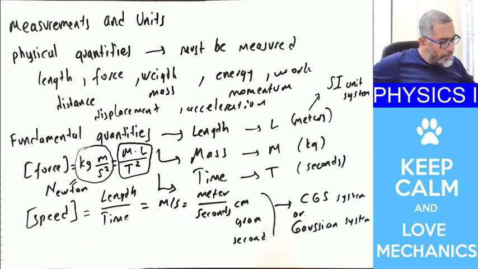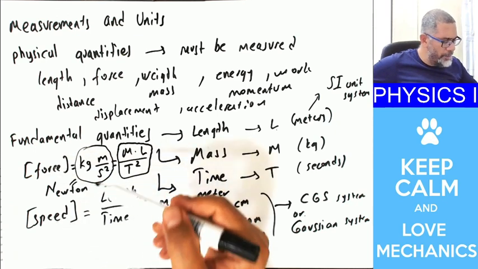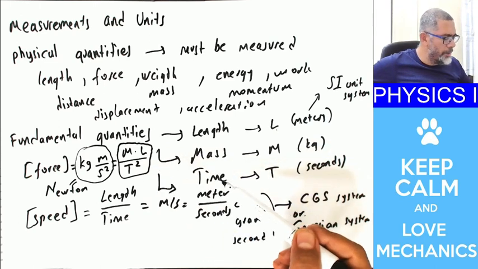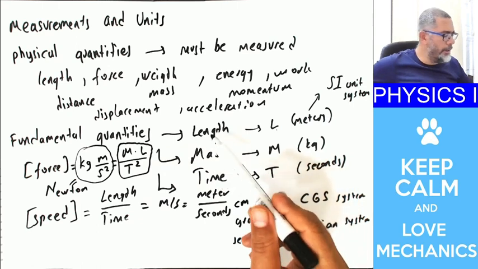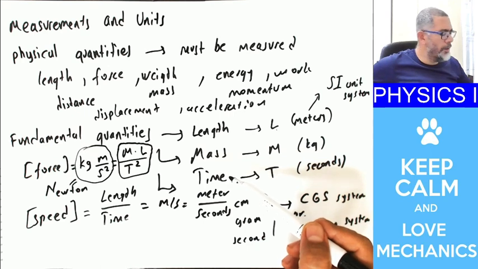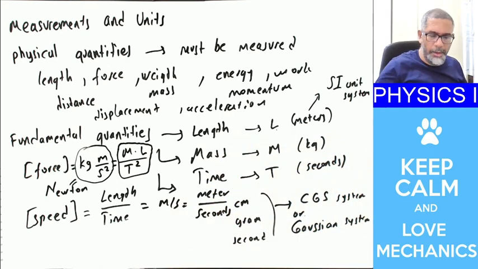So, to measure force, you have to use all of these three fundamental units. Force is a derived unit and speed is a derived physical quantity, because they are expressed by some combination of these three fundamental units. But length itself, or mass itself, or time itself can only be expressed by themselves, so they are fundamental.